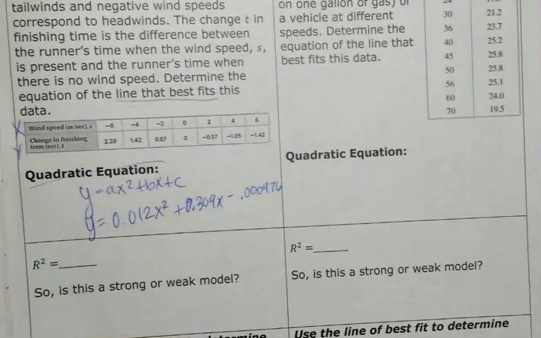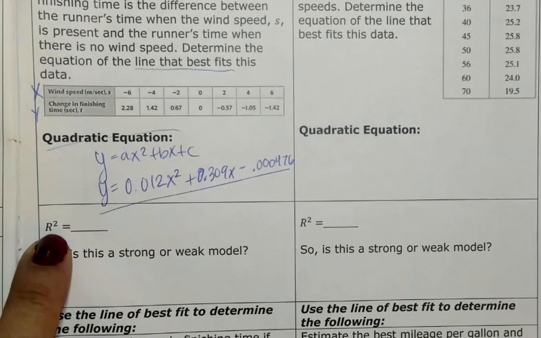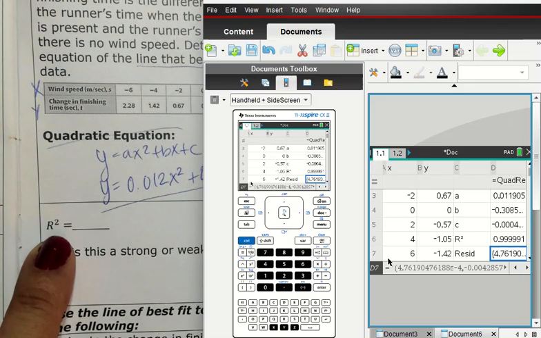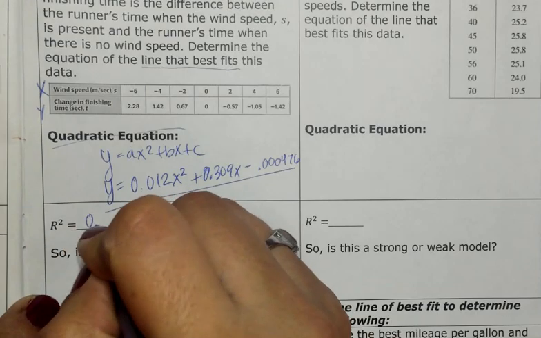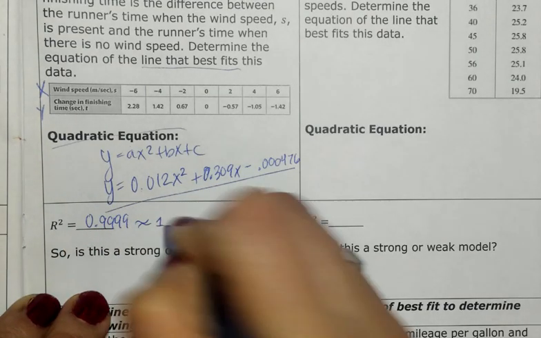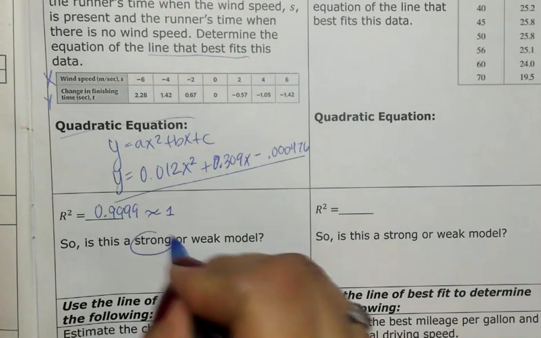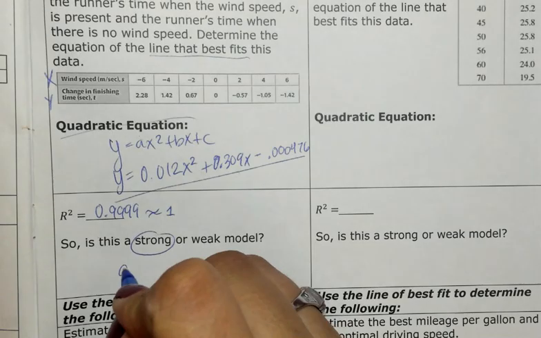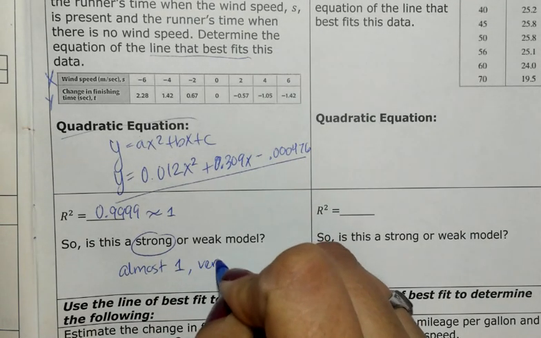Okay, so this is the line of best fit. And then it's asking you for R square. So again, R square is right there, 0.9999. You can just round it. So it rounds to 1. So is this strong or weak? This is very strong. It's almost 1. So it's very strong.